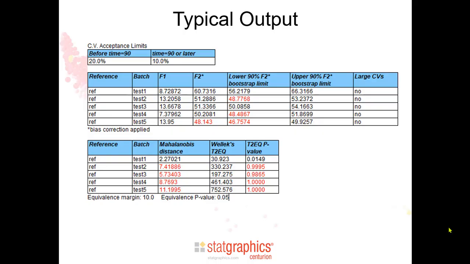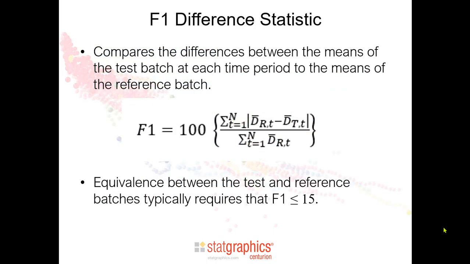Any row in which you see either a statistic or a p-value highlighted in red indicates that that pair of batches, that test batch and that reference batch, cannot be declared to be equivalent. The first statistic calculated is the F1 difference statistic. F1 compares the differences between the means of the test batch and the reference batch at each time period. Equivalence between the test and reference batches typically requires that F1 be less than or equal to 15.